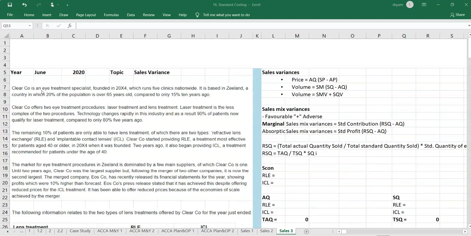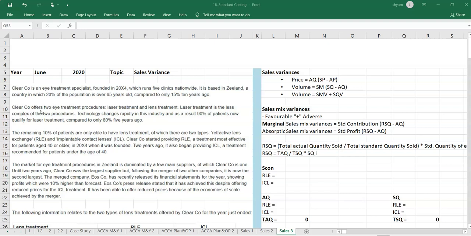Clearco is an eye treatment specialist founded in 2014, which runs 5 clinics nationwide. It is based in Zealand, a country in which 20% of the population is over 65 years old. That is a chunk of old people compared to only 15% 10 years ago. So in the last 10 years, the percentage of old people has actually gone up. That means the total sales can go up because the old population is higher.